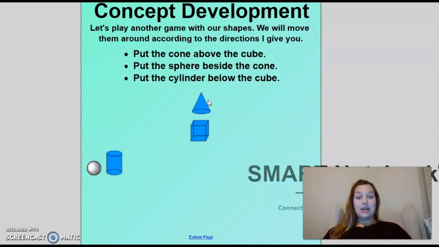Put the sphere beside the cone. We need a sphere. Which one's a sphere? Does it have straight sides or curved sides? Curved sides. Is this it? It is. We need to put it beside the cone. So can you put your hand beside your face to help me? So here's beside, but beside the cone.